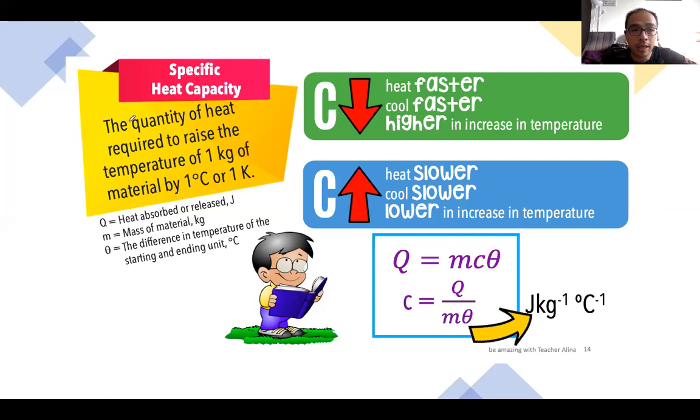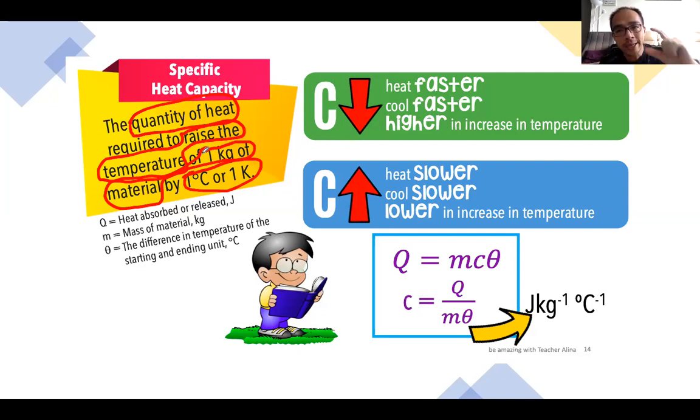The first one is the quantity of heat. Okay, specific heat capacity is the quantity of heat required to raise the temperature, which is the second keyword, of 1 kilogram of material, by 1 degree Celsius or 1 Kelvin. So how much heat you need to raise the temperature by 1 degree Celsius for 1 kilogram of object. That's why it's called specific.